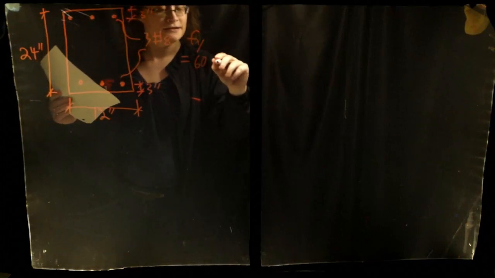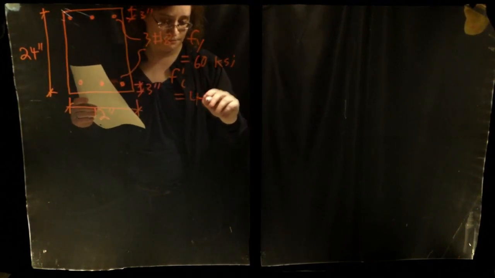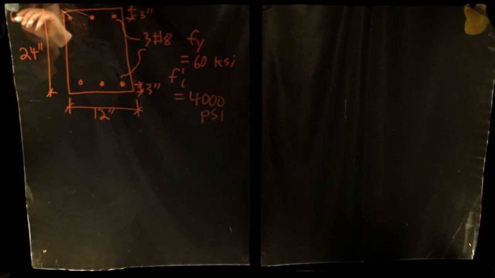In terms of material properties, we're going to use a yield stress for our steel of 60 ksi, as we've been using pretty commonly this term. And let's say we have concrete with a specified 28-day compressive strength, or f'c, equal to 4,000 psi. So all of this is given.